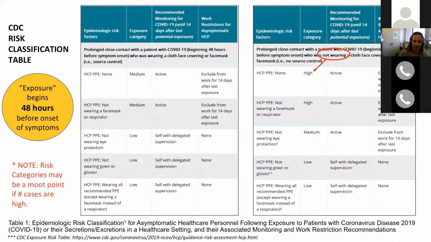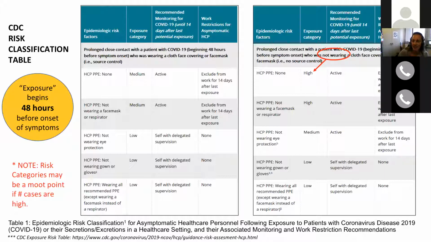For low risk exposures, so this is just if the healthcare provider was lacking just eye protection or one other piece of PPE, not the mask. Lacking a mask puts you at medium or higher, but eye protection or other PPE puts you at low risk, not no risk, but low risk. And the action is self-monitoring for 14 days after last potential exposure. And what that means is twice daily temperature monitoring.